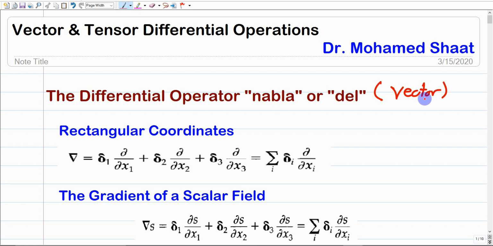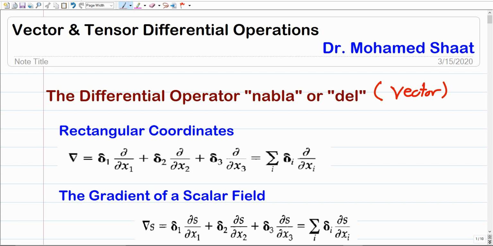As we discussed many times before, a vector requires magnitude and direction to be fully defined. So the nabla itself, the differential operator itself, is a vector. And we're going to use this operator basically to find the derivatives of vectors or tensors. In the course of linear elasticity, we're going to use this nabla or del operator a lot for doing differentiation of vector and tensor fields.